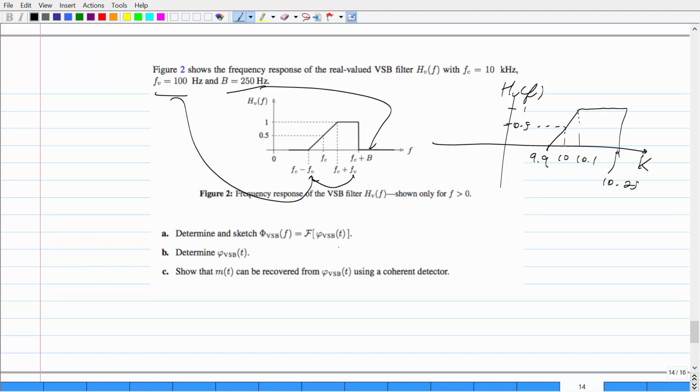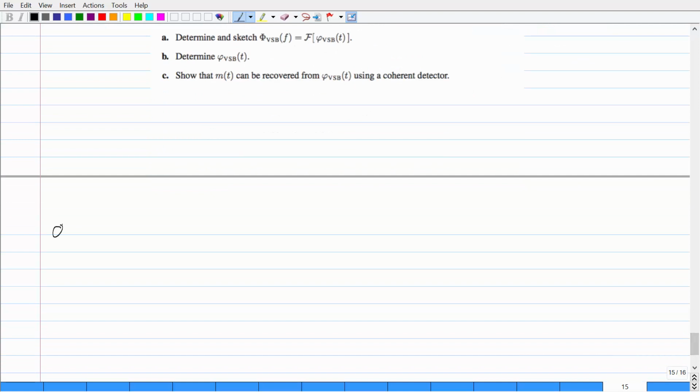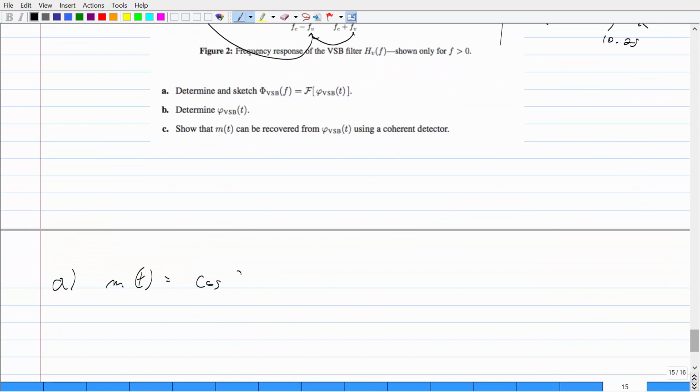So we have to figure out what the Fourier transform of the output will look like. Okay, so before we do that, we know that the message signal is defined as what? It's cos of 2 pi times 50, plus cos of 2 pi times 150.